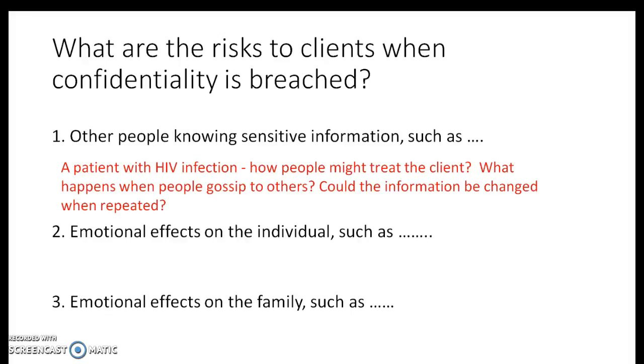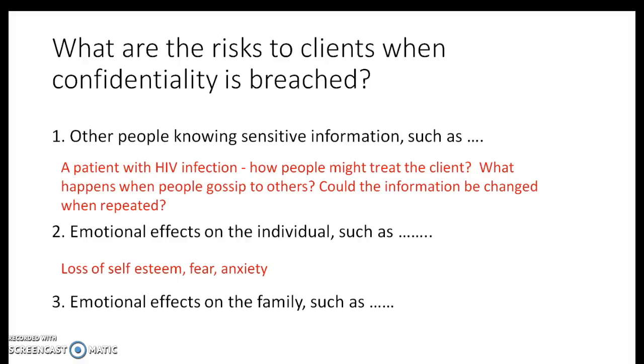What happens when gossip is passed on to others? Could the information be changed in the telling and being repeated so that actually it's like Chinese whispers? It ends up that the real story or the truth gets lost somewhere in the telling, and people could be harmed by that, if not embarrassed. What about the emotional effects on somebody when information is passed on? The loss of self-esteem, or fear and anxiety if they know that other people know about their private information. How might they be treated by others? And what about emotional effects on the family or other people in the family?